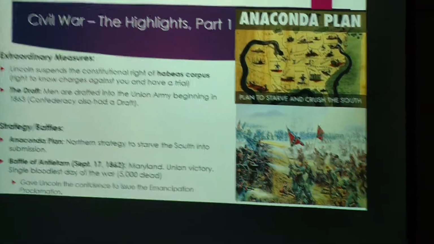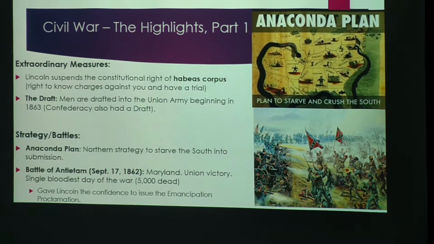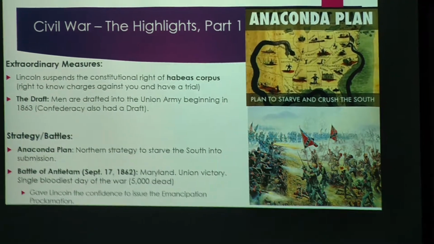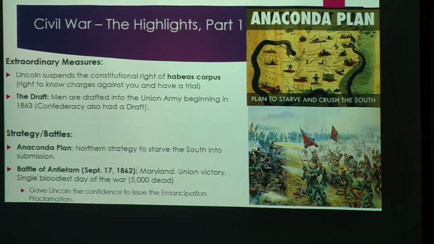Highlighting it, the Anaconda Plan real quick. We'll do the strategy and battles first. You can see up in the right-hand corner, let's blockade the South. Naval blockade, ships out there to make sure no ships are coming in and out of the South to give them supplies or to sell things and do business.